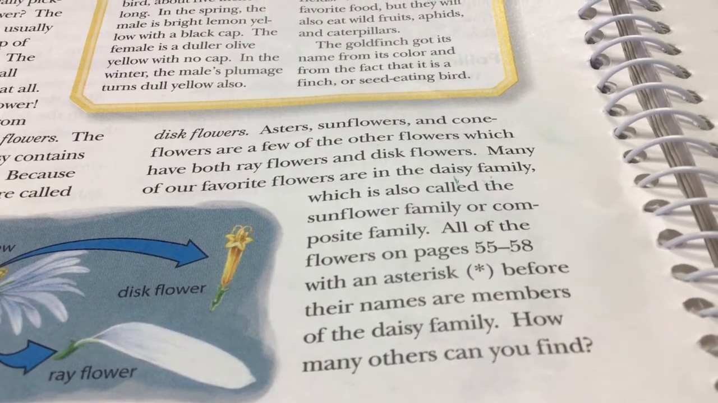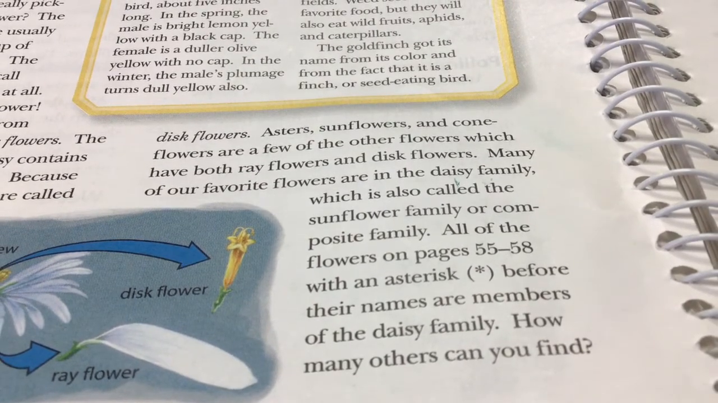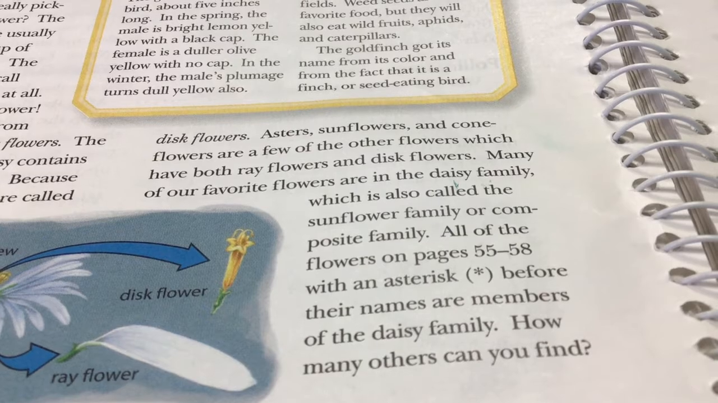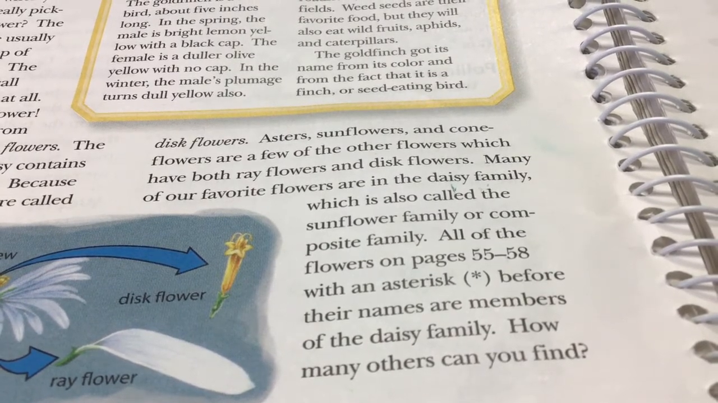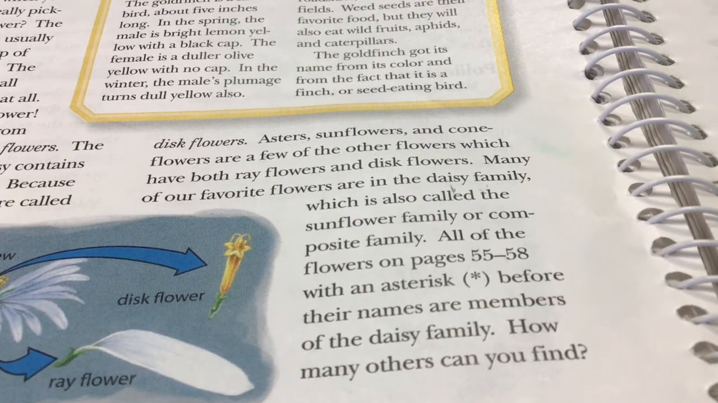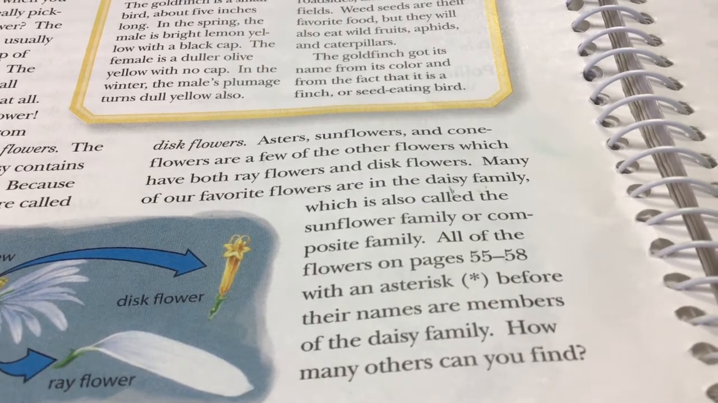Many of our favorite flowers are in the daisy family, which is also called the sunflower family or composite family. All of the flowers in pages 55 through 58 with an asterisk before their names are members of the daisy family. How many others can you find?